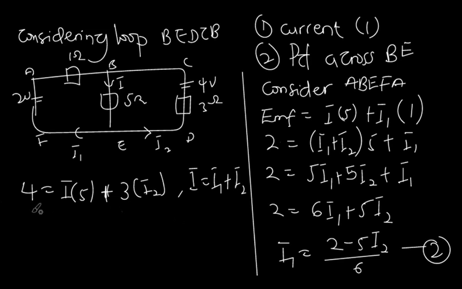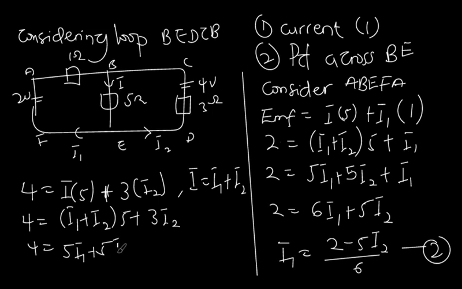So let's input it here. So we have 4 is equal to I1 plus I2 multiplied by 5, plus 3I2. So 4 is going to give us 5I1 plus 5I2 plus 3I2. So 4 will give us 8I2 plus 5I1. This is equation 3.